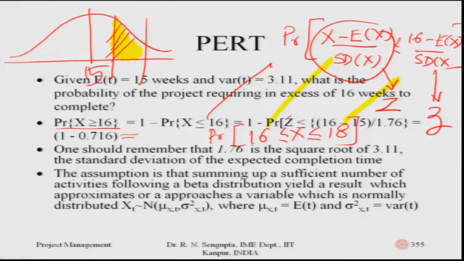So, the assumption is that summing up a sufficient number of activities following a beta distribution yields a result which approaches a normally distributed variable, and as x is normally distributed with some mean and some standard deviation or variance. This is again being reiterated for the benefit of the candidates who are doing this class.